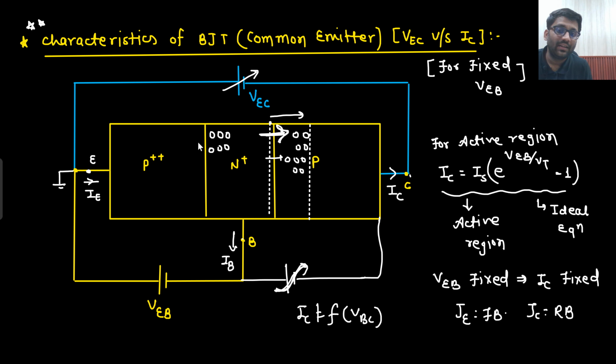I want that these holes should not be depending on this particular electric field, because if they depend on this particular electric field, that means current would be controlled by this particular voltage, and that I don't want. I want the current to be controlled by this particular voltage, not by this voltage.